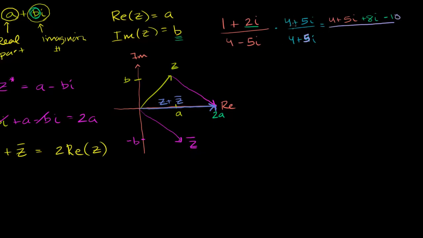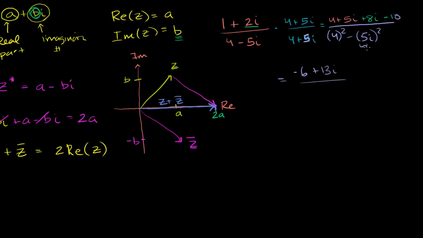So obviously, I don't want to change the number 4 plus 5i over 4 plus 5i. So let's multiply. This is a minus b times a plus b. So 4 times 4. So it's going to be 4 squared minus 5i squared. And so the numerator is going to be equal to 4 minus 10. Let's add the real parts. 4 minus 10 is negative 6. 5i plus 8i is 13i. Add the imaginary parts. And then you have 16 minus 5i squared.